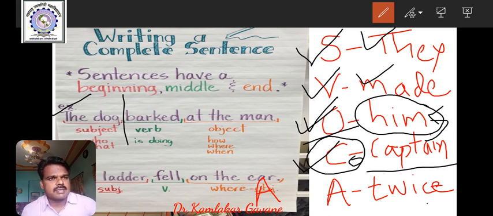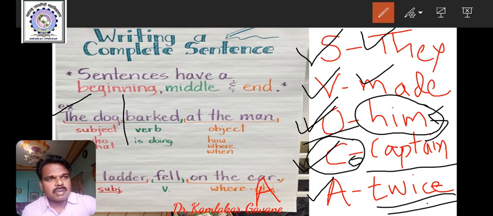And the last part of any sentence is A, which stands for adverbial. Adverbial is the most mobile element of a sentence. Mobile means which we can move from one place to another. See, other elements in the sentence are not mobile. We cannot move them from their position. Here the word twice can be moved to the beginning place, the middle place, or the end.